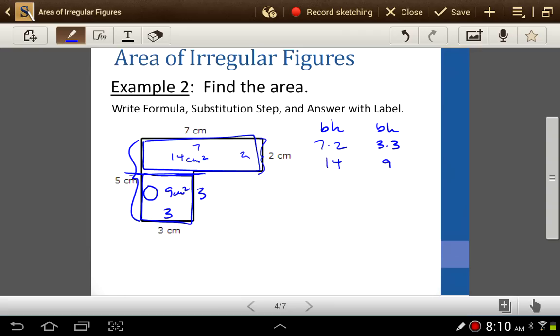So, I put them back together for the full shape, and I get 14 plus 9, and that is 23 centimeters squared. Remember, area is squared centimeters, or squared units, so don't forget to do that. Okay, so 2 rectangles, you break them down, find the area of each, and put them back together. If you need to pause, go ahead. Otherwise, I'll be moving on to my next example.